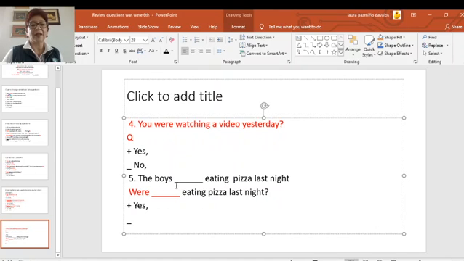Because it's important for me to see how you develop this statement. How do you change it into a question, and how do you give short affirmative and negative answers? So it's not going to be hard at all. Okay, that's it. What are we going to do now?